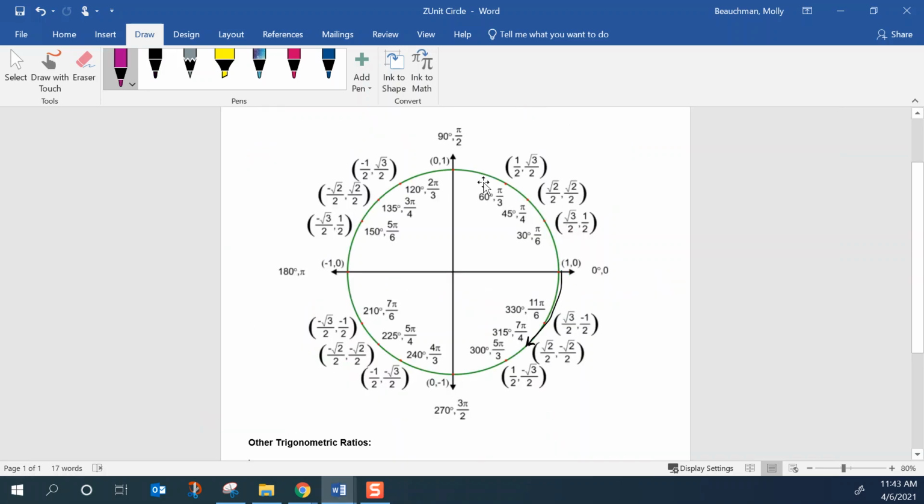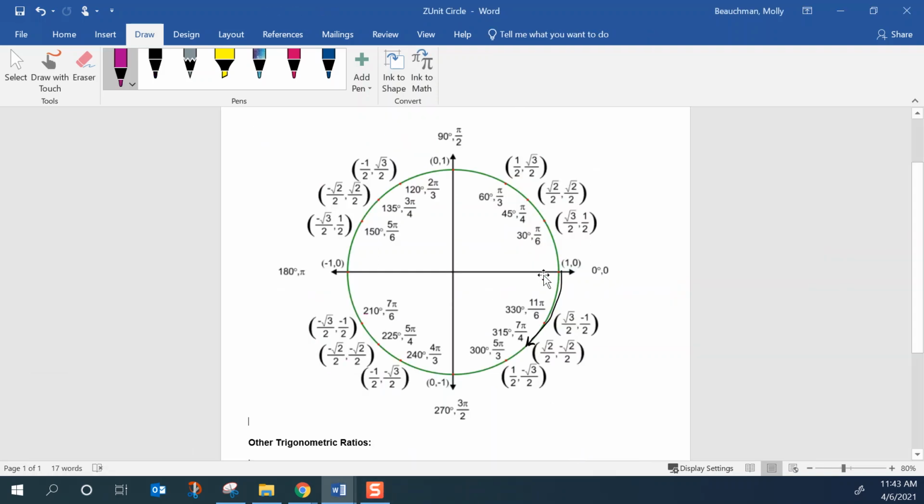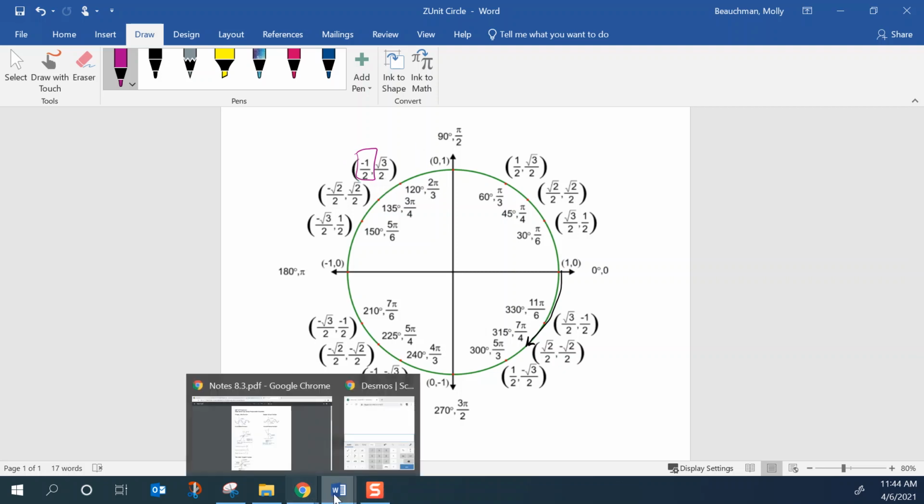We can only look at the values between 0 and pi, the top half of the circle. And we're looking at inverse cosine of negative 1/2, so that means the x value has to be negative 1/2. So an x value of negative 1/2 is here, so that's at 2 pi over 3. So the inverse cosine of negative 1/2 is 2 pi over 3.